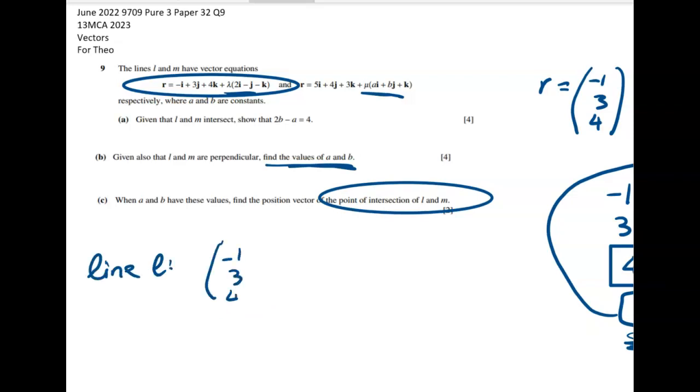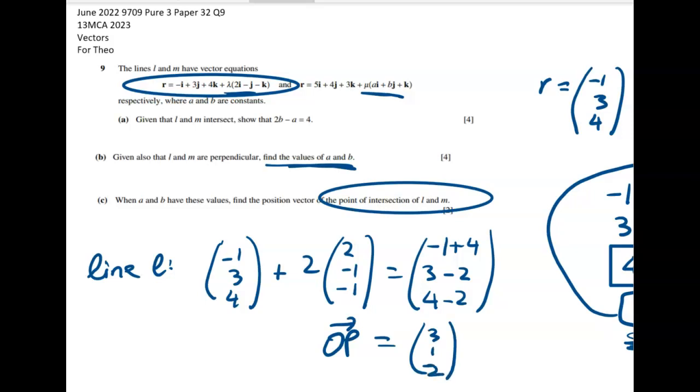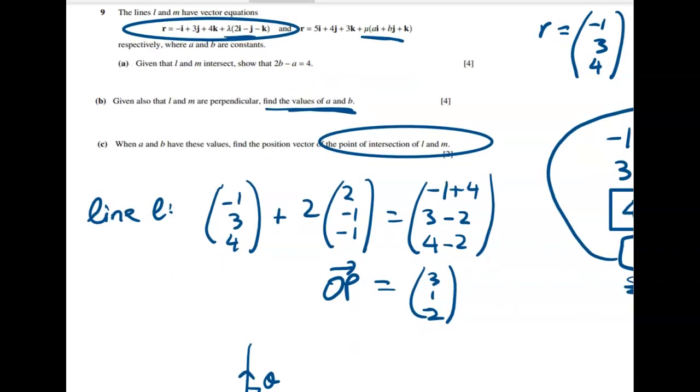Negative 1, 3, 4 plus 2 times 2, negative 1 gives me the position vector negative 1 plus 4, 3 minus 2, and 4 minus 2. So we'll call that OP, 3, 1, and 2. Now we were given those equations in component form, so I'd like to write it back in component form at the end. So it's equal to 3i plus j plus 2k.